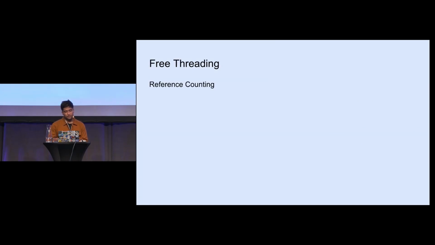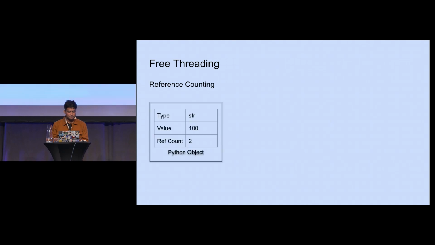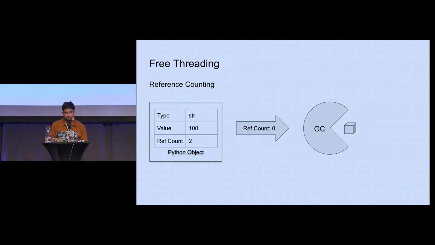Let's talk about free threading. Before talking about free threading, which is basically removing the GIL, we have to talk about reference counting. And what is reference counting? In Python, every object has three things: the type of the object, the value, and the reference count. If we decrease the reference count to 0, the garbage collector kicks in and removes the memory block. And this process is non-atomic. Why? Because being non-atomic makes Python run faster.